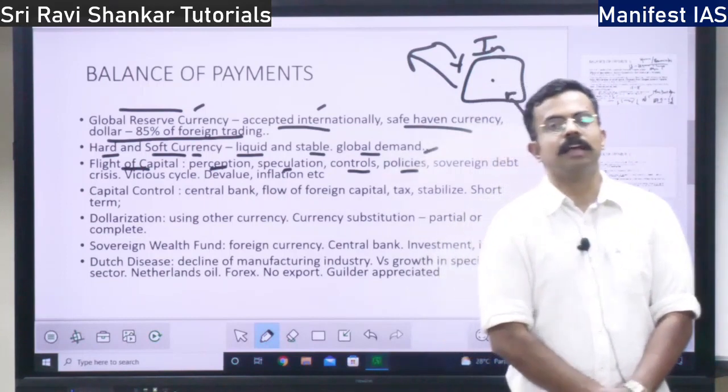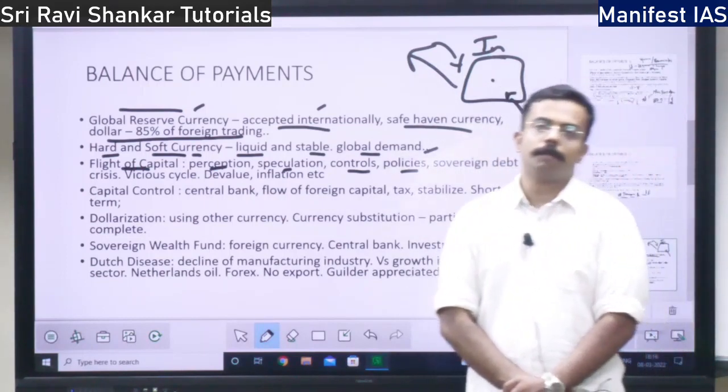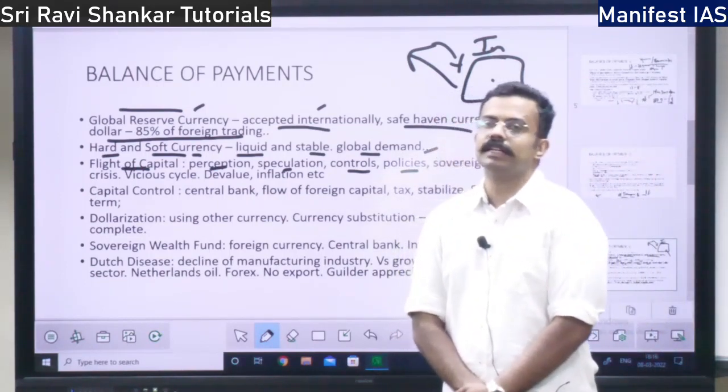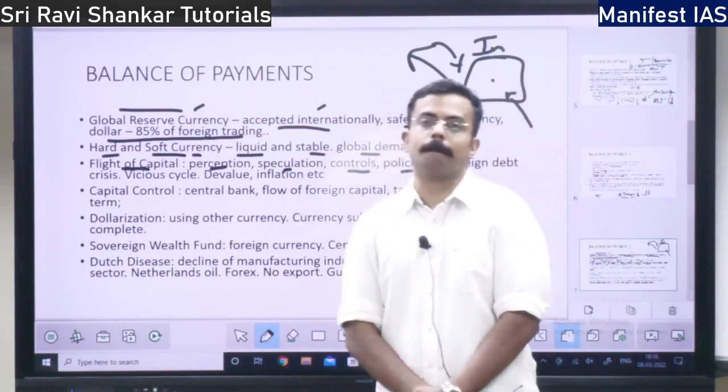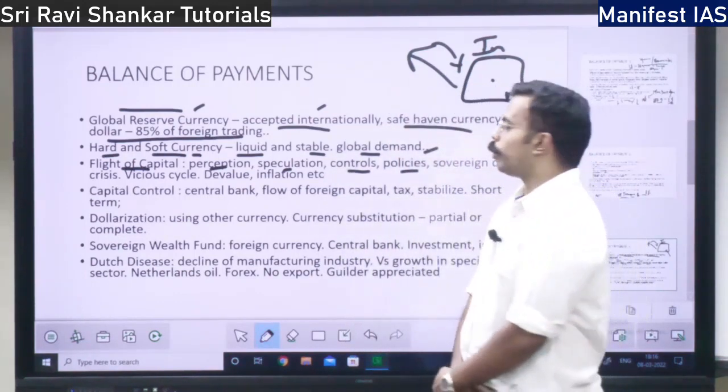The best example is before 1991. But after 1991, the capital is coming into India, flying into India, because there is favorable government policy.